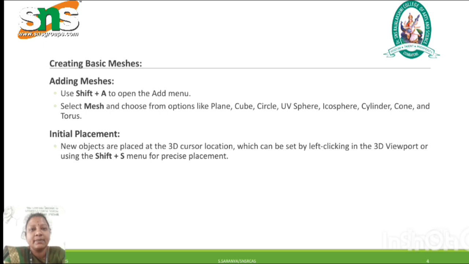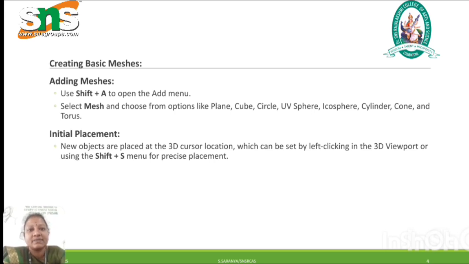For creating a basic mesh, we need to use Shift plus A to open the add menu. Next we have to select the mesh option like plane, cube, circle, UV sphere, icosphere, cylinder, cone and torus. According to this type, we can draw the particular shape in the 3D viewport. Then we can alter the shapes according to our object model.